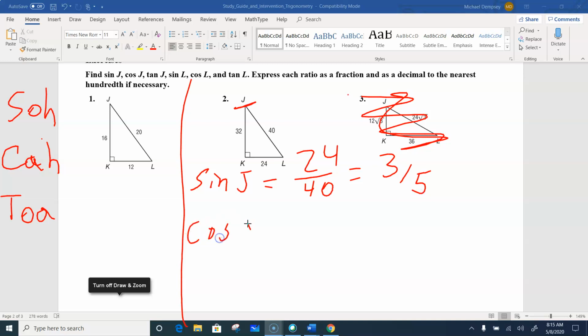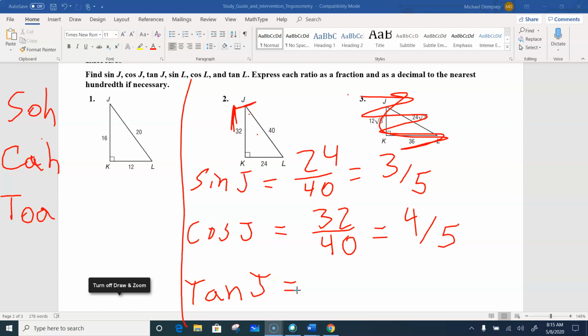Cosine of J. Right away, when I have sine and cosine, I'm throwing that hypotenuse into the denominator. Let's get used to doing that right away. So at J, what's adjacent to J? 32 is adjacent to it, right? Adjacent means next to. 32 is right next to him. 24 is opposite from him. Divide them both by 8, and we have 4/5. So this triangle is similar to the triangle we just did, so we get the same ratios.